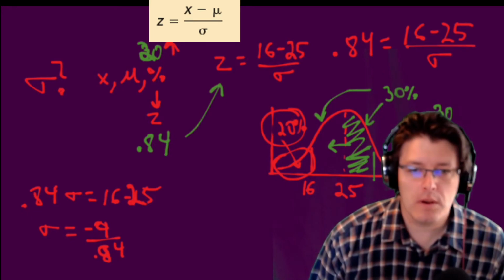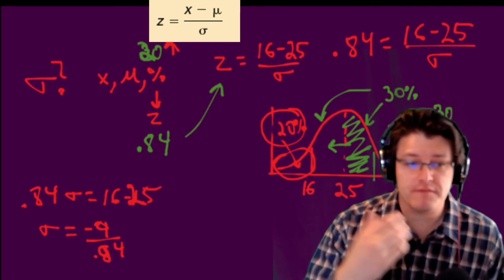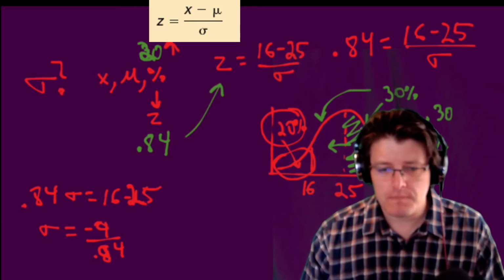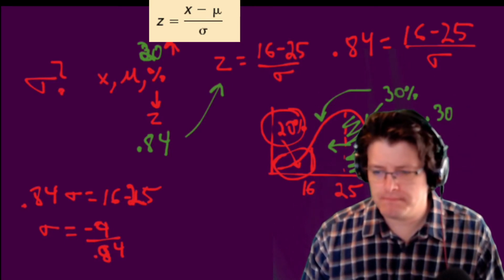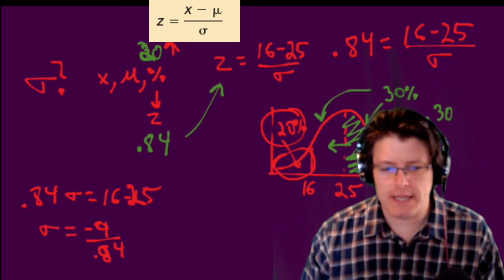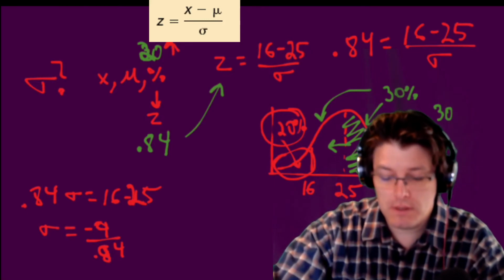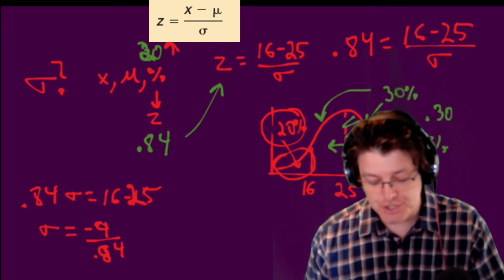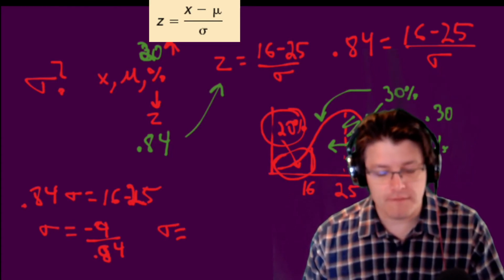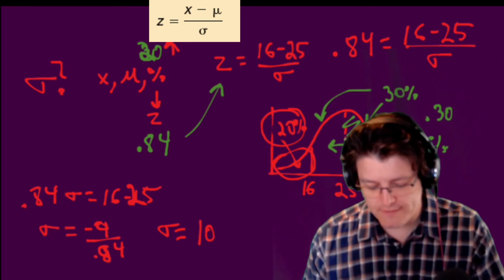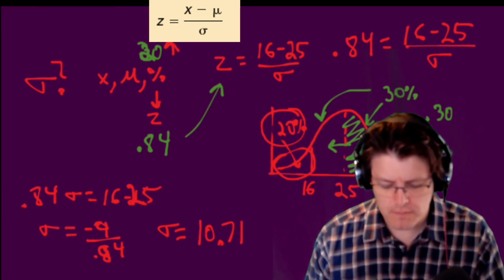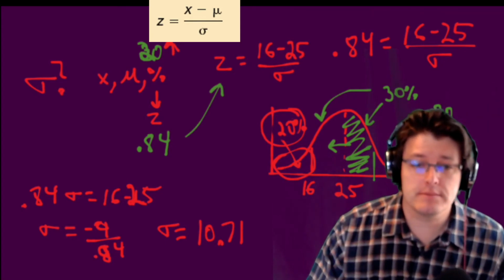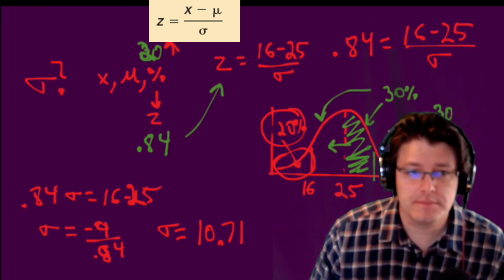So we have negative 9 divided by 0.84. Let's plug that in somewhere. 9 divided by 0.84 is going to give us a standard deviation of 10.71, roughly.